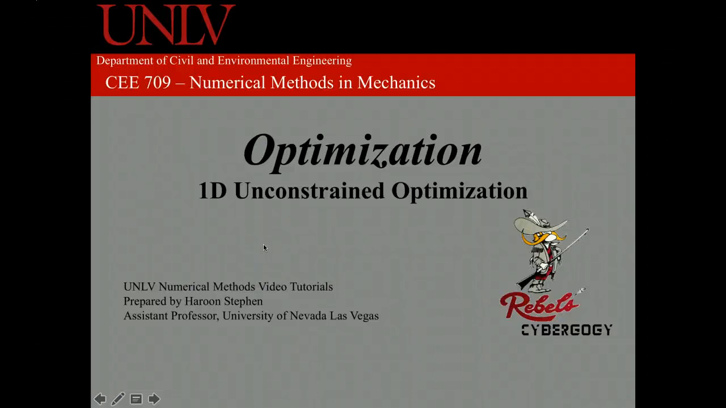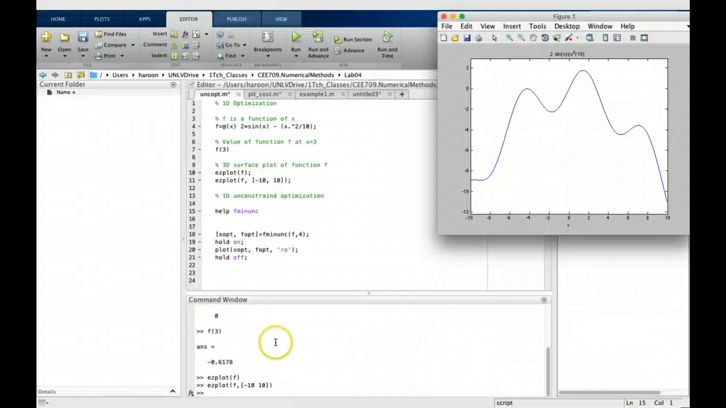This tutorial demonstrates a 1D unconstrained optimization. And so this is in one variable. In the last tutorial, we created a function which is 2 sine x minus x squared over 10, and this is what its plot looks like. And as you can see, if we are trying to do any kind of unconstrained optimization on this, we have multiple points where the function has a minima.